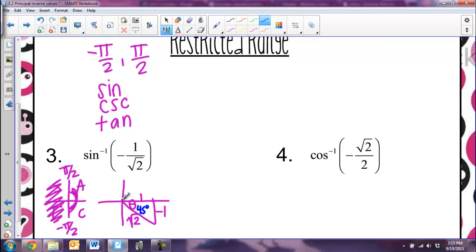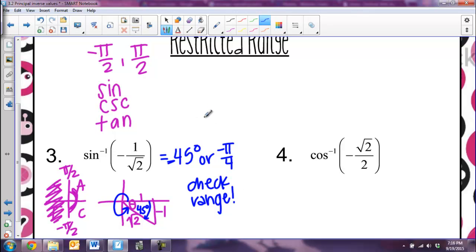But remember, we have to be within this restricted range. So my angle, if I went around and I found this angle, that would actually give me 315 degrees. So I can't have that. I need to make this within my range. And so what I can do here is I know going backwards from my x-axis, that would get me a negative 45 degree angle, or negative pi over 4. So you always have to check your restricted ranges here. Check the range in order to find that angle.